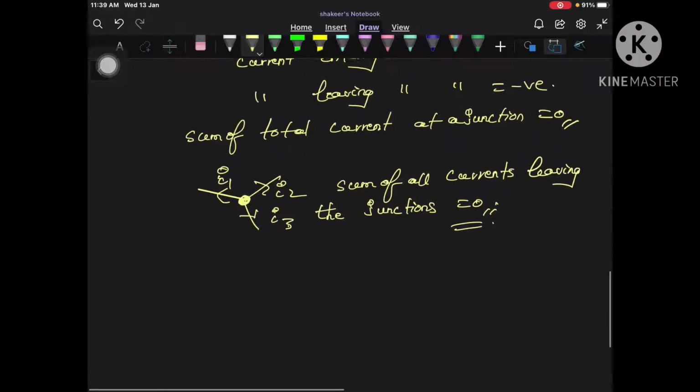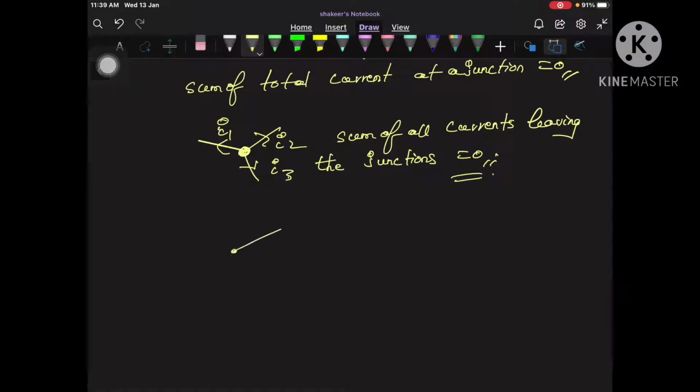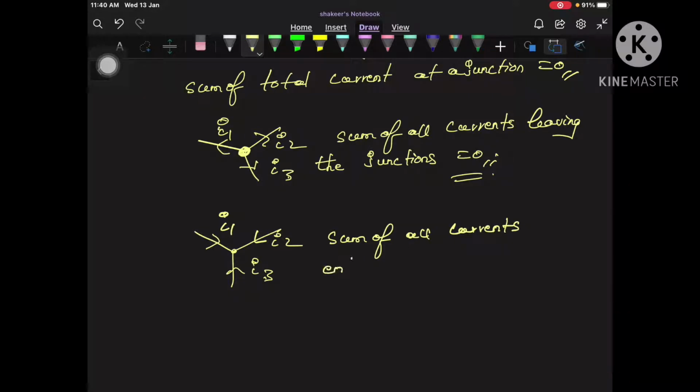junction. Similarly, how I can say that for example again, if I take these three branches, so let us consider this is I1 current, this is I2 current, and this one is I3 current. Therefore again how I can write, sum of all currents entering the junction should also be equal to 0.